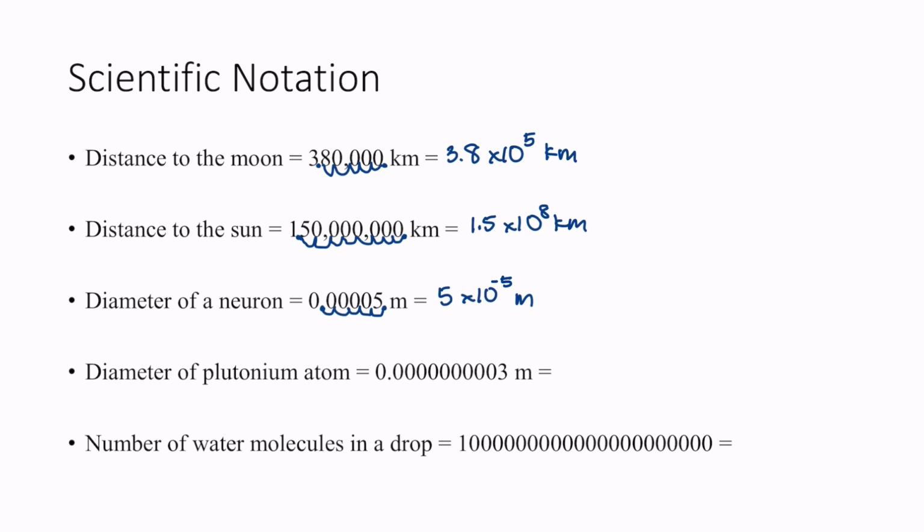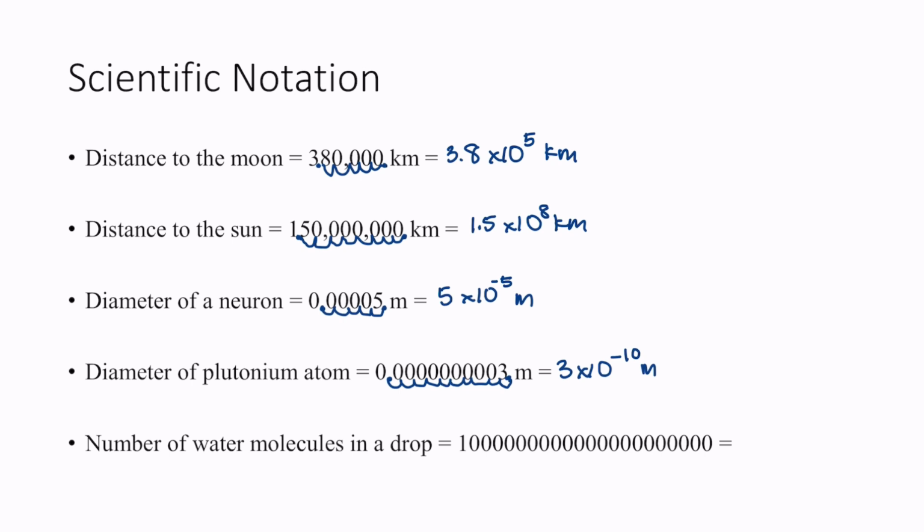If we look at the diameter of a plutonium ion, I'm going to locate my decimal, find where I want to move my decimal, and then see how many places I have to move it. 1, 2, 1, 2, 3, 4, 5, 6, 7, 8, 9, 10. So this is going to be 3 times 10 to the negative 10 because we have a really, really small number. Now we can look at the number of water molecules in a single drop of water.